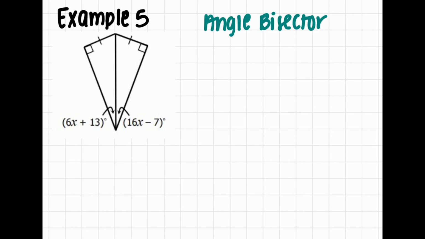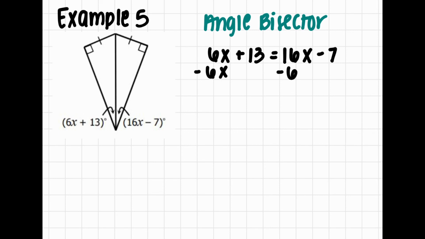So example 5 is another angle bisector. On your test that you have next week, when it comes to algebra, I'm only going to give you perpendicular bisector and angle bisector. So all you need to remember for these algebra is to set them equal. So I'm going to take my first expression, 6x plus 13, set it equal to the second one, 16x minus 7. I'm going to subtract 6x from both sides.